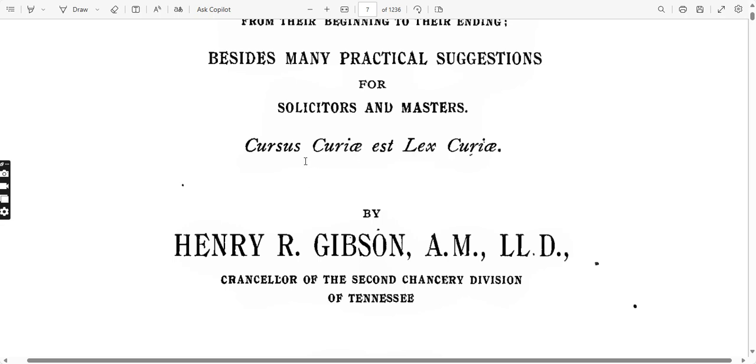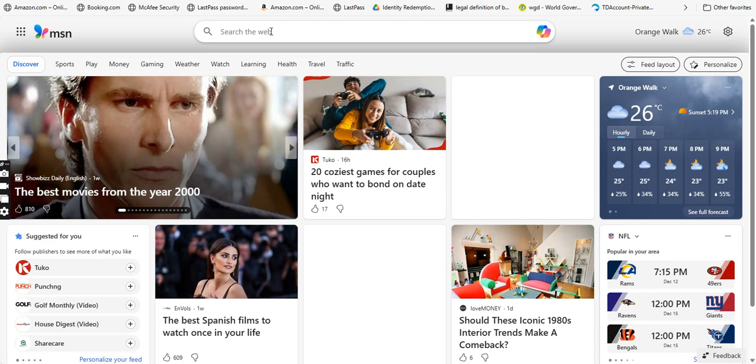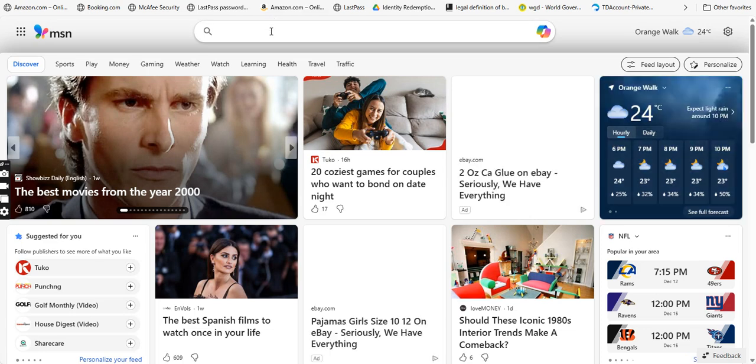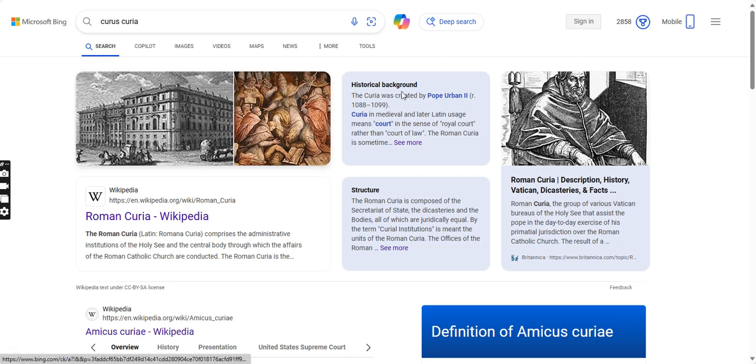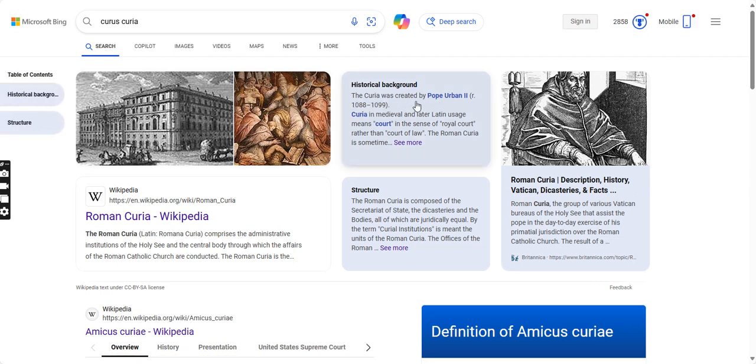I know. Okay, let's look at what this is really quick, right? Cursus Curia. What is this? What is Cursus Curia? It says it was created by the Pope Urban III. Which means the Roman Curia. Oh, okay. It means Roman Curia. What is that?